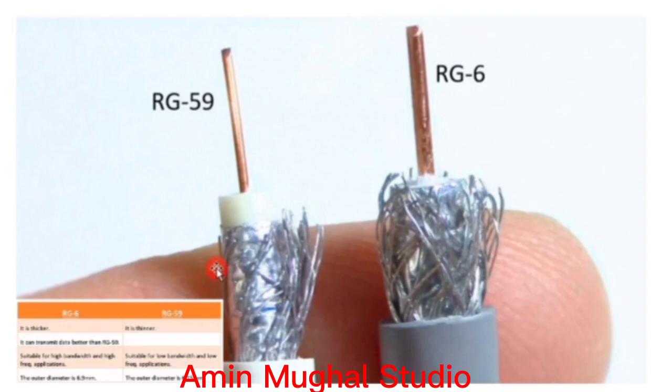analog video transmission. Clear? And the outer diameter of the RG6 cable is 6.9 mm and the outer diameter of the RG59 cable is 6.15 mm. Okay?